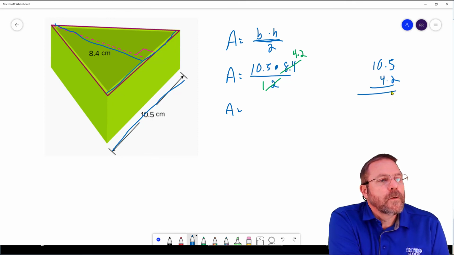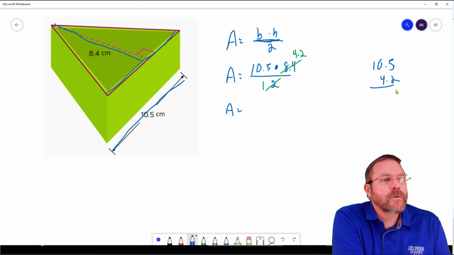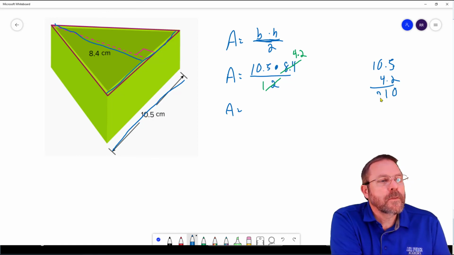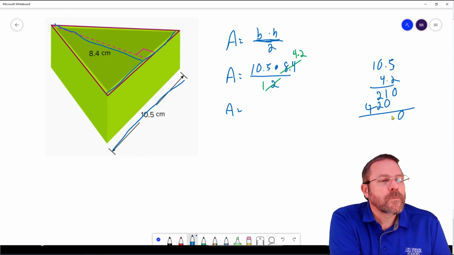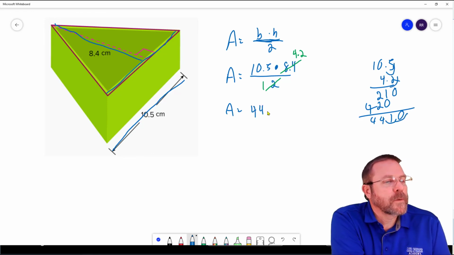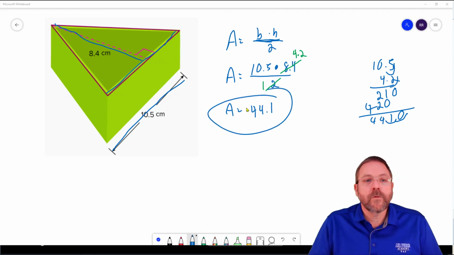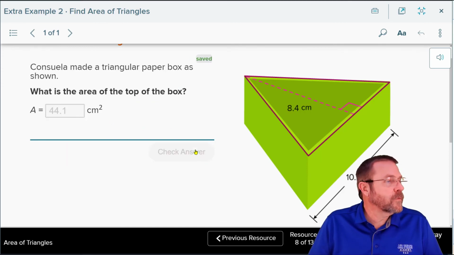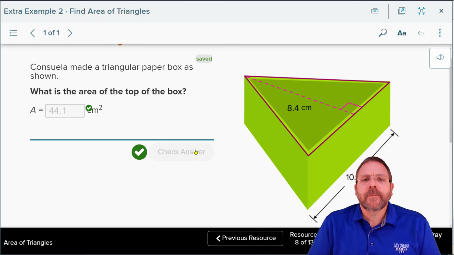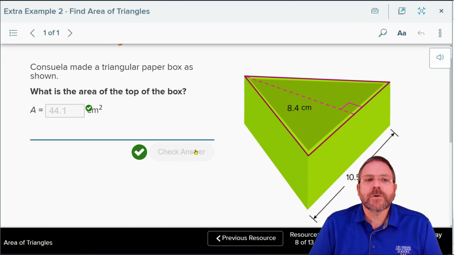Multiplied out, 2 times 5 is 10, and that's going to be a 1, and that's going to be a 2, that's going to be a 20, and a 2, and a 4. Add those up, 0, 1, 4, 4. My final answer is going to be 44.1 over 1, also known as just being an area of 44.1. But jump back over here, type in our 44.1 centimeters squared. The answer checks. That's going to be it for part 1 of this lesson. Come back to watch part 2 to finish up our study of finding the area of triangles.